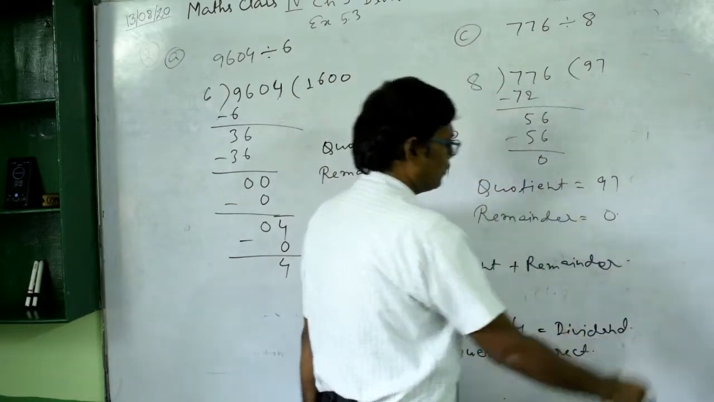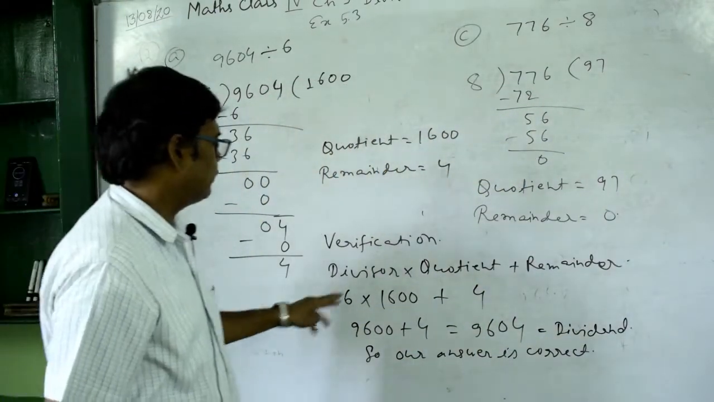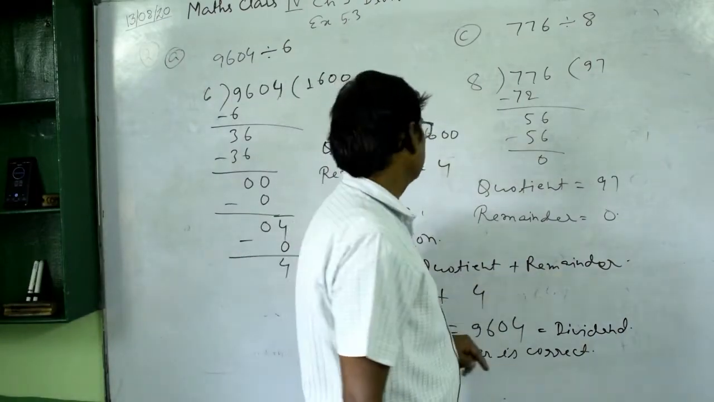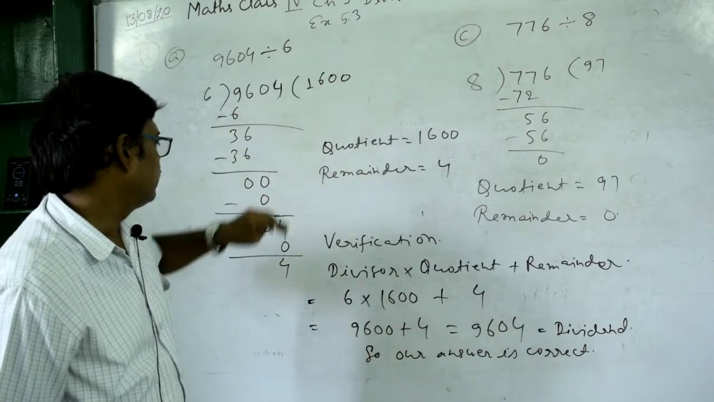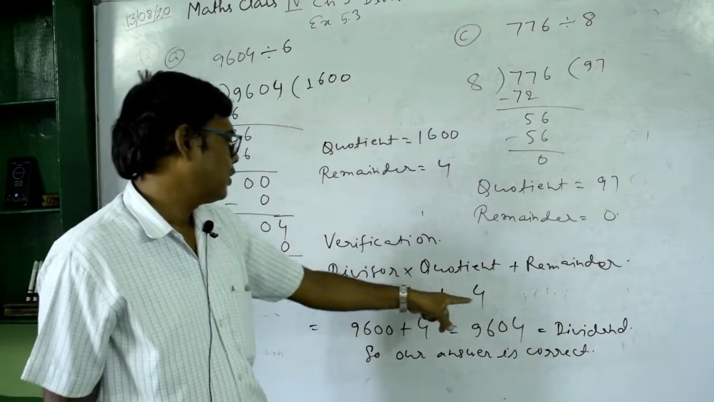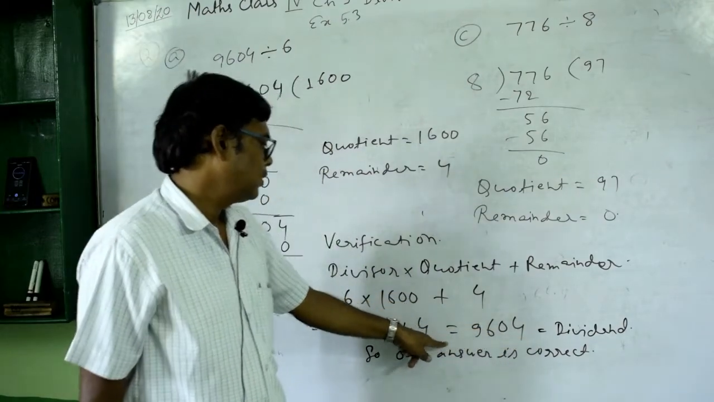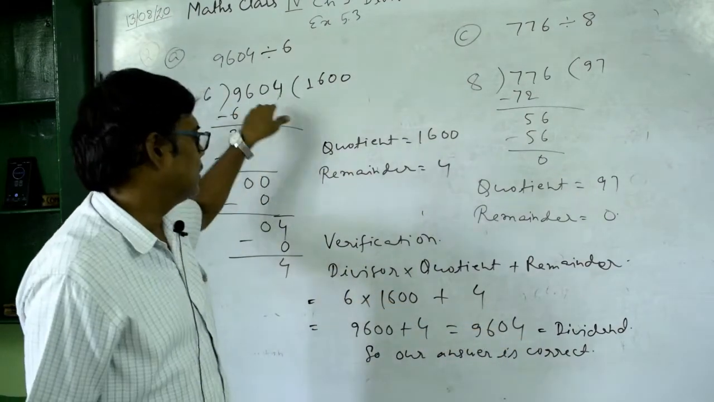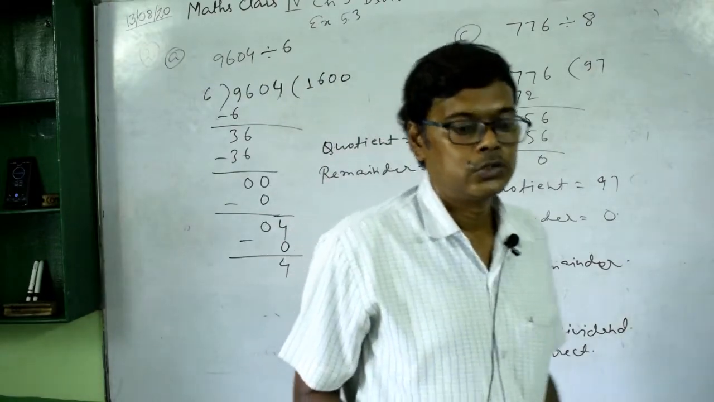Okay, actually this is the formula here. So here it is written division. So you will put divisor into quotient plus remainder. So here the divisor is 6 and quotient is this and remainder is this. Then write all the values and then solve. And then if the answer which you get is equal to this dividend, then it means that this division is correct, and here it is equal. So this is correct.